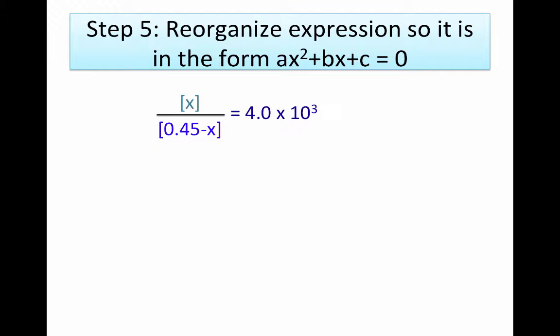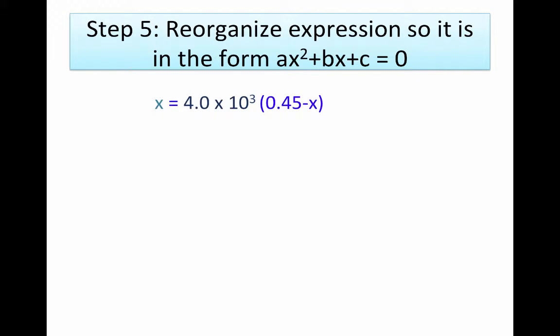So here is an algebraic expression, and we need to reorganize it so it's in the form ax squared plus bx plus c equals 0. So the first thing we're going to do is multiply both sides by 0.45 minus x, and that gives us the following. x equals 4.0 times 10 to the third times 0.45 minus x. So let's multiply that out. We're distributing the constant through the parentheses. So x equals 1.8 times 10 to the third minus 4.0 times 10 to the third x.